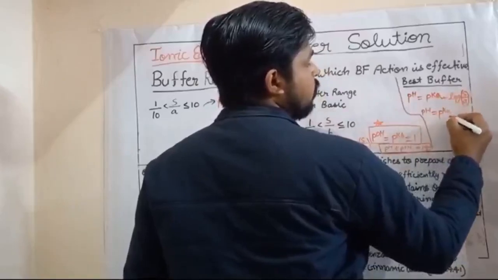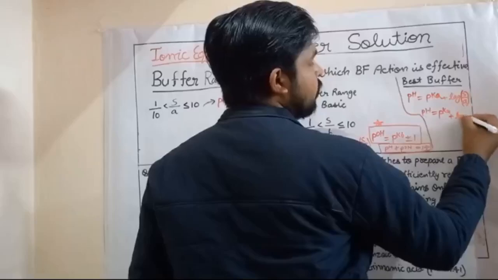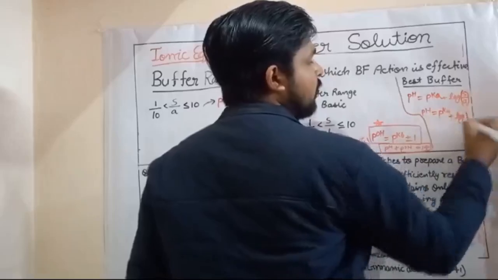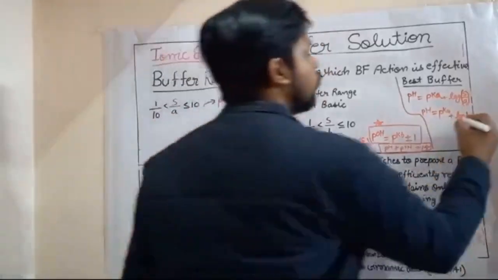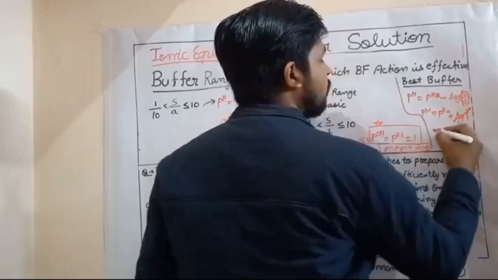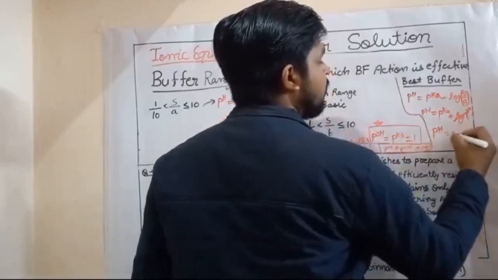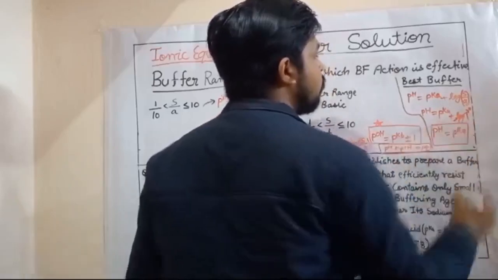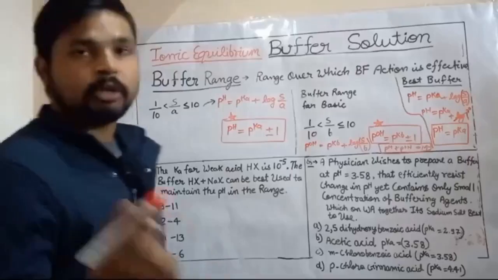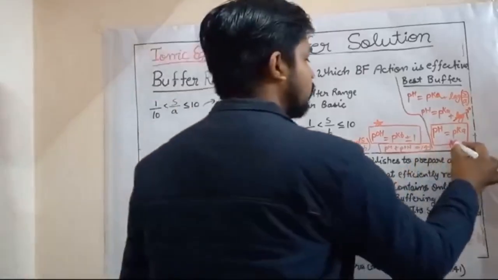Okay student, if the salt by acid concentration is equal, then log 1 is written, and we know that the value of log 1 is 0. So pH is equal to pKa, student. Okay student, so we see one numerical on this buffer action concept.